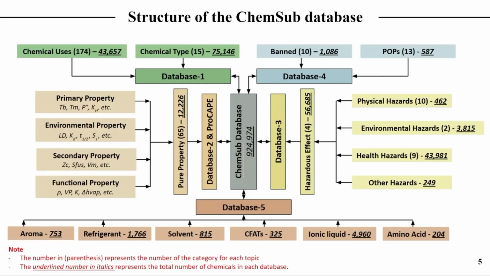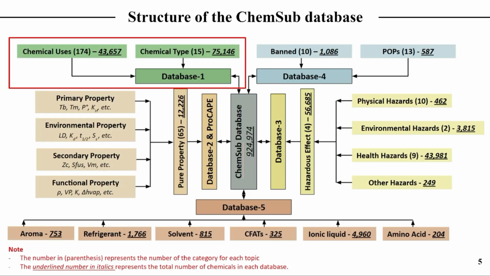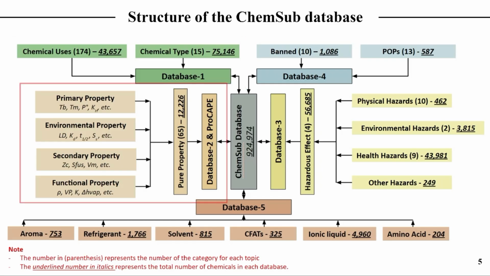Here, I would like to introduce the structure of the ChemSub database library. The library includes 5 interconnected databases. Database 1 contains basic information and specifications of chemicals, including chemical uses and chemical types. Database 2 contains property data and is linked to ProCAPE for property estimation. The database includes primary properties, environmental properties, secondary properties, and functional properties, covering around 65 different property categories.